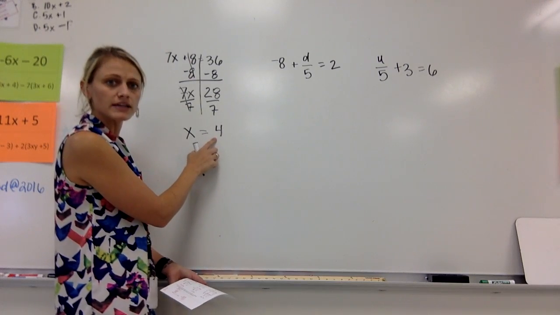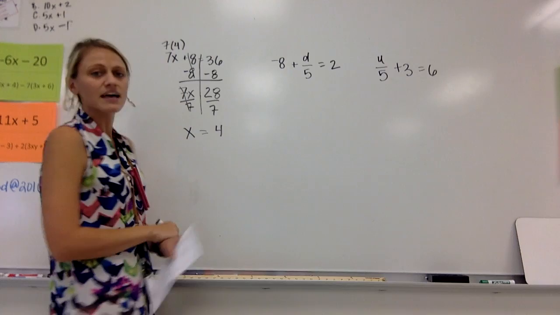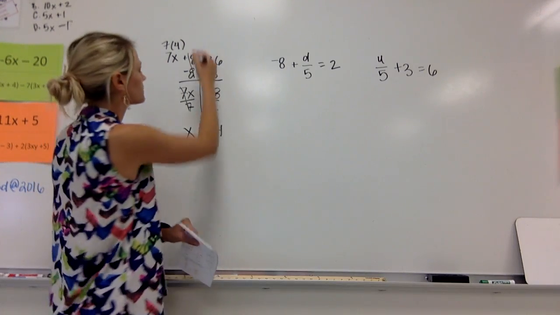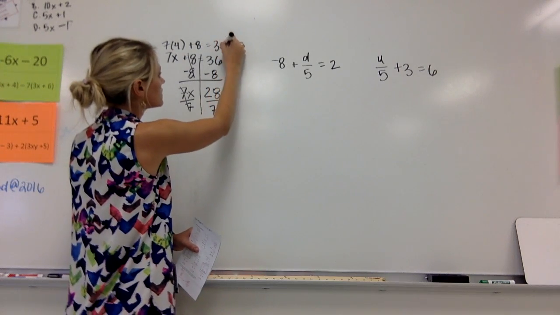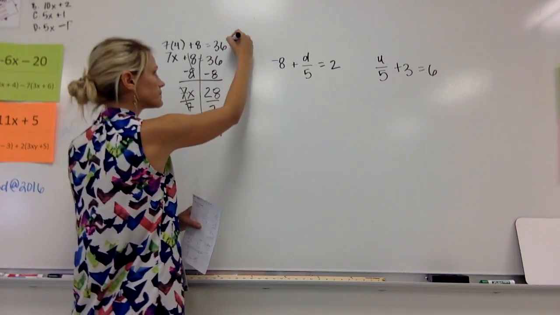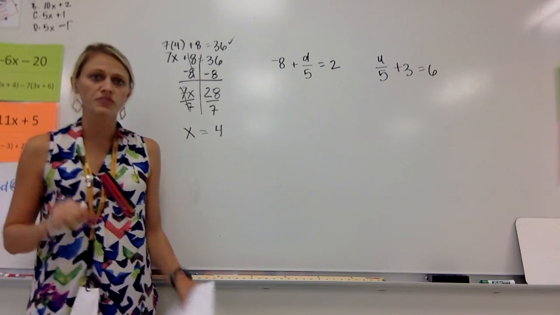I can go check my answer. Remember, I can plug this back in, so 7 times 4 is 28, plus 8 equals 36, so we're good to go. So there's just a standard two-step. We should be cool with that.